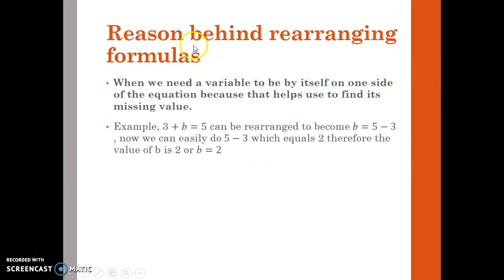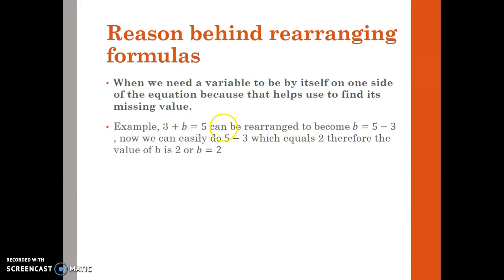So why do we need to rearrange formulas or equations? When we need a variable to be by itself on one side of the equation, because that helps us find that missing number. So we need to move the variables to one side by itself, because that helps us to find the missing number that letter represents. For example, so we go back to 3 plus b equals 5.